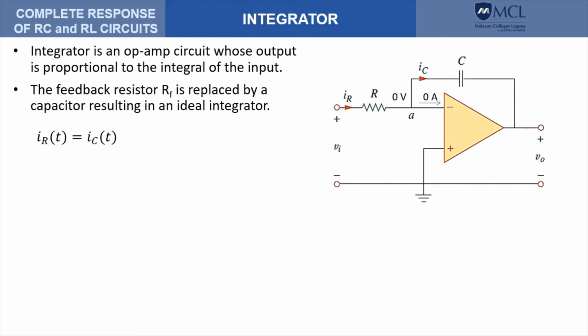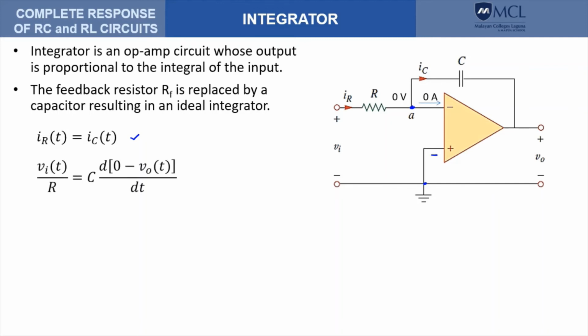Since we're talking about ideal op-amps, the currents through the inverting and non-inverting terminals are both zero, and since this part here is tied to the ground, that makes this part here also 0 volts. So by writing KCL on this node, we get this equation: the current through the resistance is equal to the current through the capacitor.